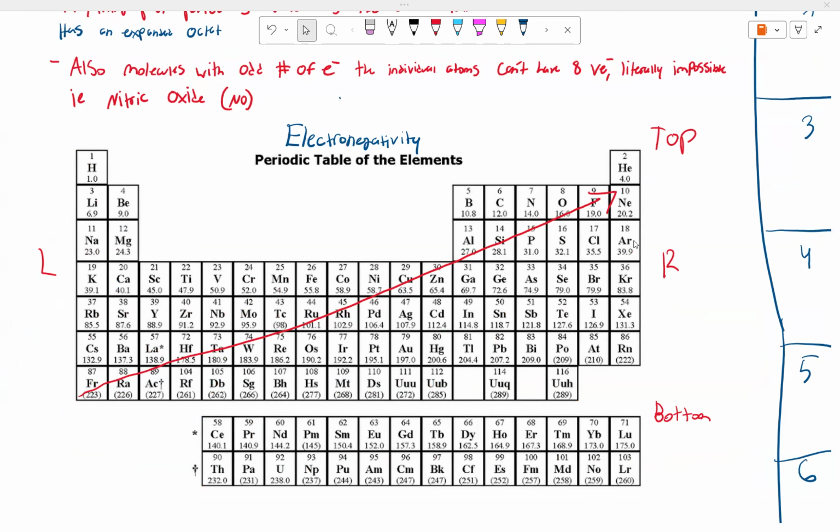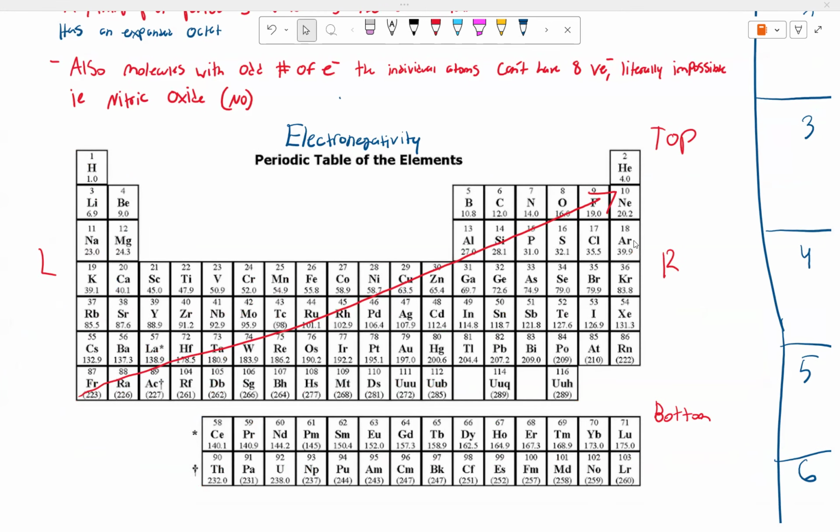Another exception that isn't really related to the suborbitals, so s, p, d, etc., is molecules with odd numbers of electrons, so the individual atoms can't all have 8 valence electrons. Let's say you add nitrogen and oxygen, 5 and 6 valence electrons. That's 11 valence electrons total. There's no charge on this compound, so that means you're going to be stuck with 11. So one of them is going to have a radical, which is unstable.